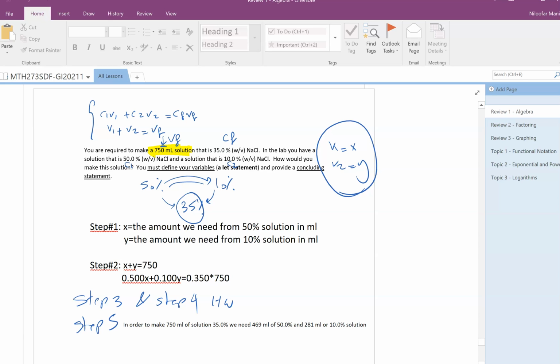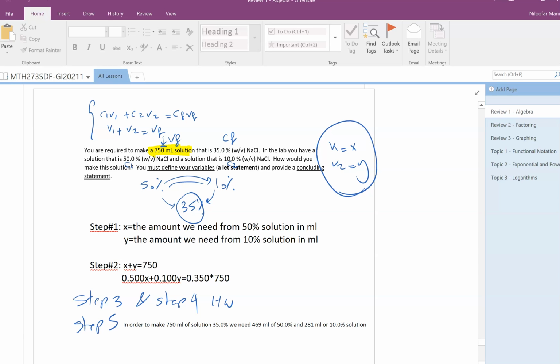Because I want something in the middle. If I say I want something more than 50% and less than 10%, it doesn't make any sense. But I want something in between them. Fine. Do I need more from 50% or more from 10%? I want more from 50% because 50% is closer to 35%. Oh, good. What should I do now?